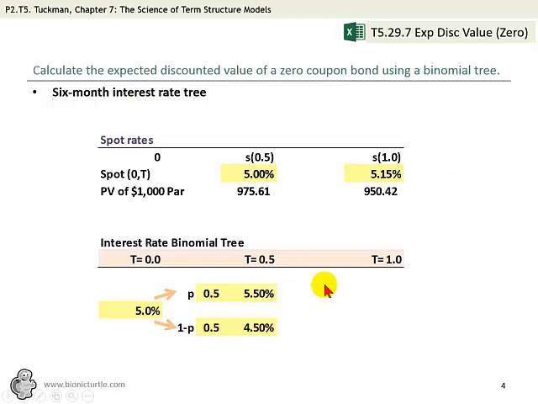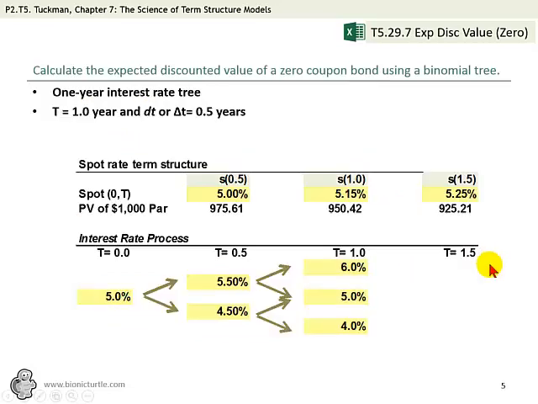So that's our 6-month 1-step tree. And then Tuckman builds on that by adding another time step. And so now we have a 1-year interest rate tree, and let's be mindful of some notation. That capital T really denotes the 1 year. See how it's a 1 year tree. However, it's comprised of 2 time steps. Each of the time steps is 6 months. So it takes us 2 steps to get through the full year.